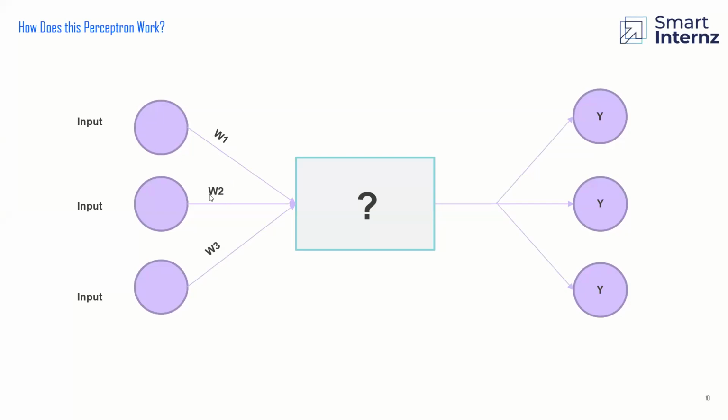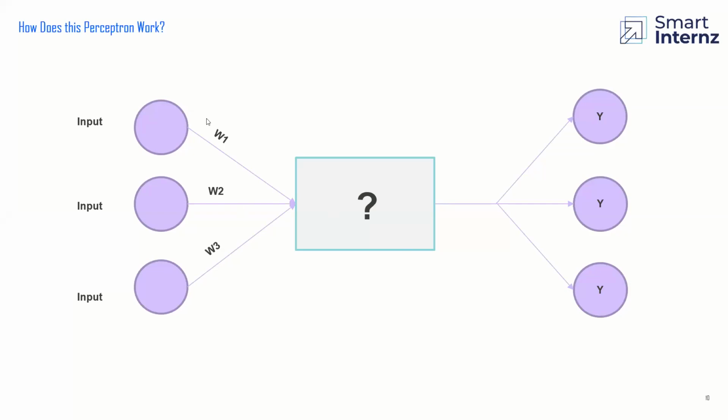Suppose weight 2: is it important or not? The weight indicates whether that input is predicting the outcome or not. But exactly the meaning is, based on the weight it will decide whether this input is important or not. Then only it will refer to the next layer of the neural network.